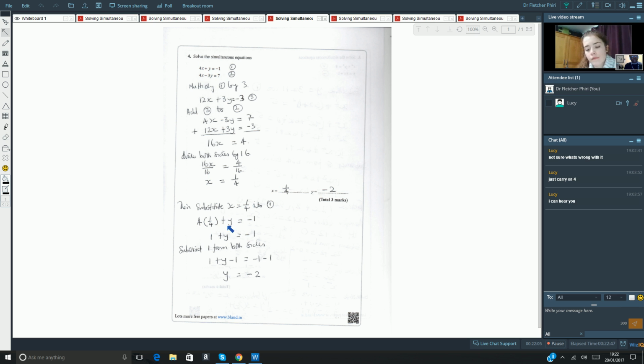So equation 1 will be 4 times x, which is 1/4, then plus y is equal to minus 1. Now 4 times 1/4 will give me 1, and then plus y is equal to minus 1. What I need is to subtract 1 from both sides so that I have only y this side. So you have 1 plus y minus 1 is equal to minus 1 minus 1. That 1 cancels with this one, and then y is equal to minus 2. So our answers are x is equal to 1/4 and y is equal to minus 2. Do you follow? Okay, good.